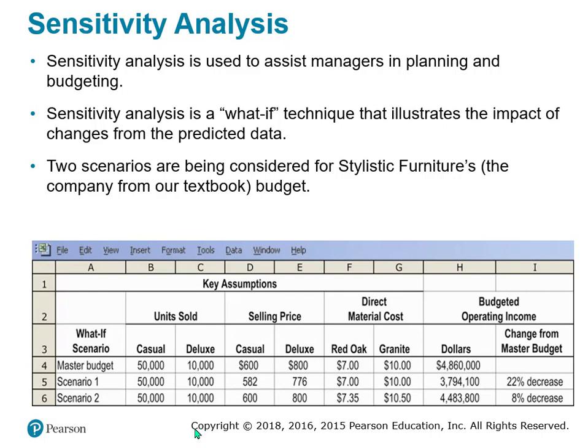In scenario 2, instead, we're looking at an increase in direct material costs, resulting in an 8% decrease in budgeted operating income. This kind of advance notice gives managers an idea of where they should focus efforts to ensure meeting the budgeted operating income. So this is terrific information. Years ago, none of these tools were available.